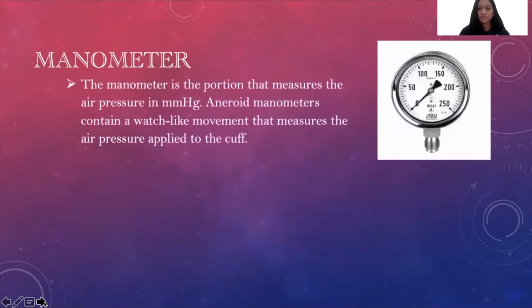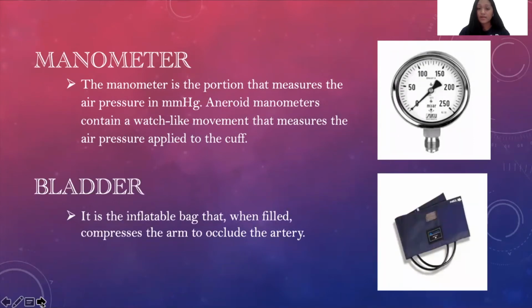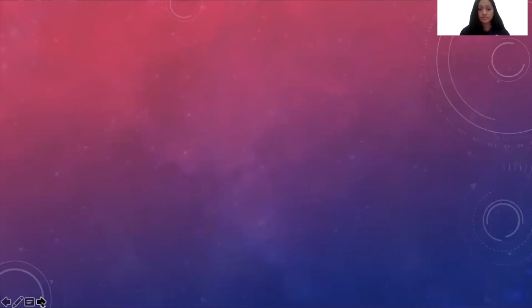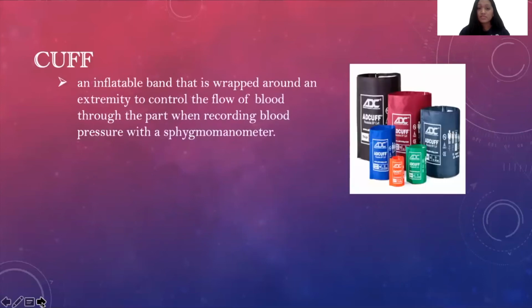Next is the manometer. It is the portion that measures the air pressure in mmHg. Aneroid manometers contain a watch-like movement that measures the air pressure applied to the cuff. Next is the bladder. It is the inflatable bag. When filled, it compresses the arm to occlude the artery. Cuff. It is an inflatable band that is wrapped around an extremity to control the flow of blood through the part when recording blood pressure with a sphygmomanometer.